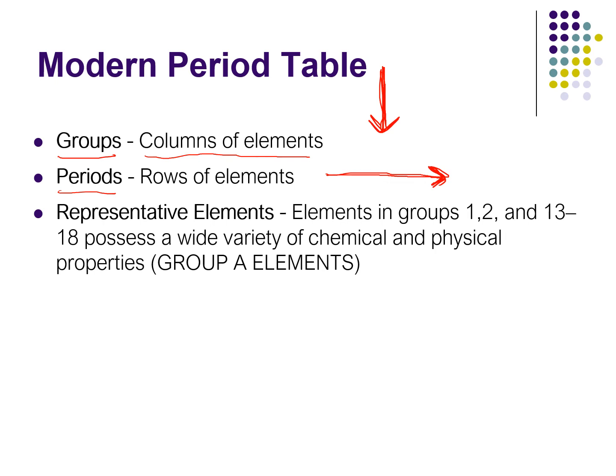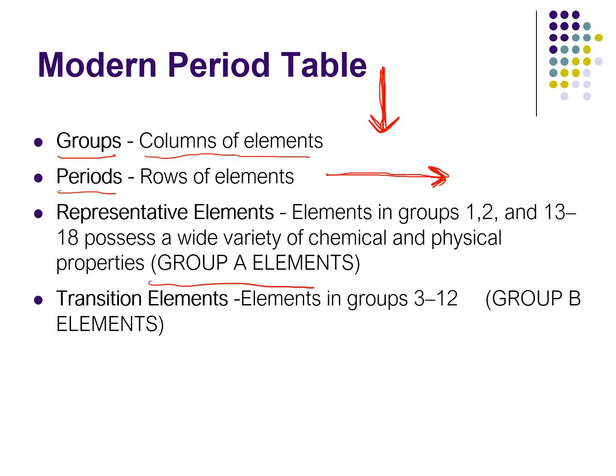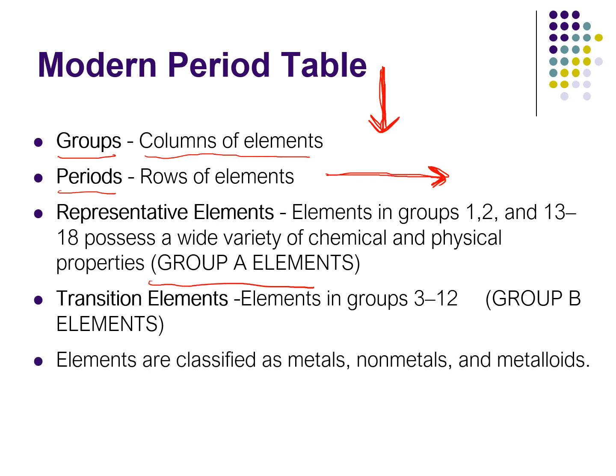Representative elements, the elements in groups 1, 2, and 13 to 18, possess a wide variety of chemical and physical properties. That's why they are called group A elements. And the transition elements are in groups 3 to 12, or the group B elements. Nasan po yung mga elements na yan? Makikita po natin siya mamaya. Aside from that, the modern periodic table also tells us if a particular element is classified as metal, nonmetal, or metalloid. I-discuss din po natin yung descriptions and characteristics ni metals, nonmetals, and metalloids.